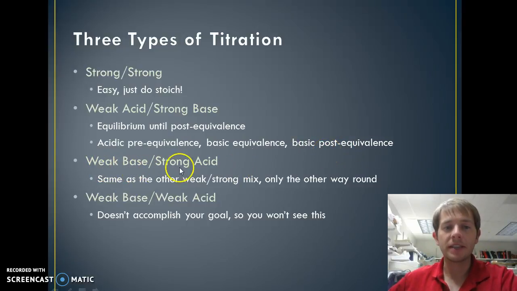If you have a weak base and a strong acid, this is basically the same except flipped in that it's going to be basic before equivalence. As you continue to add your strong acid, it's going to react until finally at equivalence it's going to be acidic, and then post-equivalence it's going to continue to be acidic.